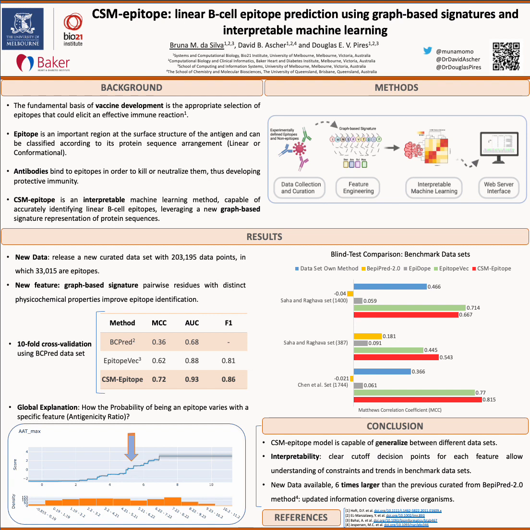On the contrary, if the given input sequence has an endogenicity scale feature value below 5, the lower the probability of being an epitope. And we can do this step for each feature to analyze the contribution of each one to the model's final decision. So as a conclusion, CSM-epitope was capable of generalizing between different datasets. And using the interpretability outcomes in visual plot illustrations, we are able to understand the constraints and also some trends in every single benchmark dataset that we had the chance to evaluate here.